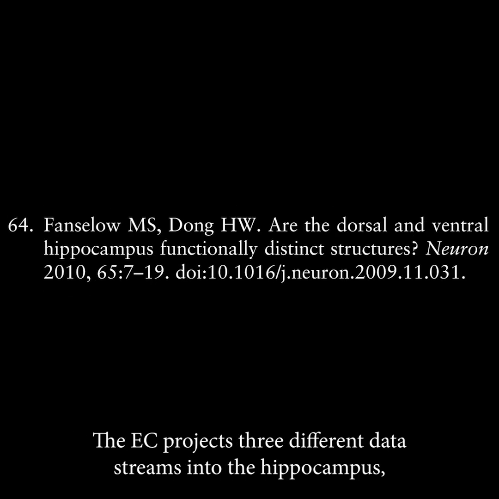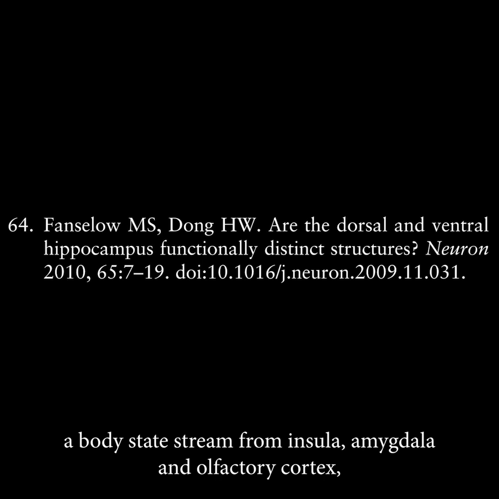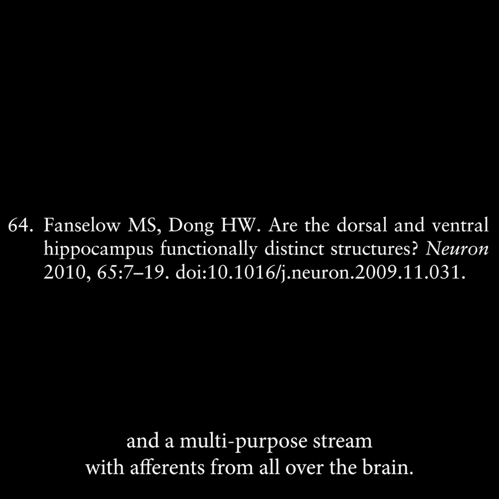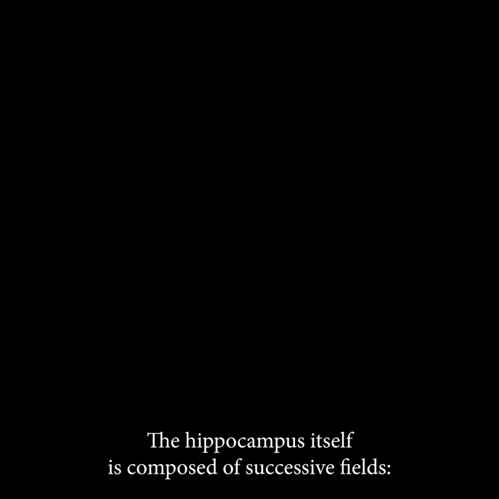The EC projects 3 different data streams into the hippocampus: a visual spatial concept stream from the PA and PHC, a body state stream from insula, amygdala, and olfactory cortex, and a multi-purpose stream with afferents from all over the brain. Hippocampal fields. The hippocampus itself is composed of successive fields: the dentate gyrus, DG, CA3, CA1, and the subiculum.